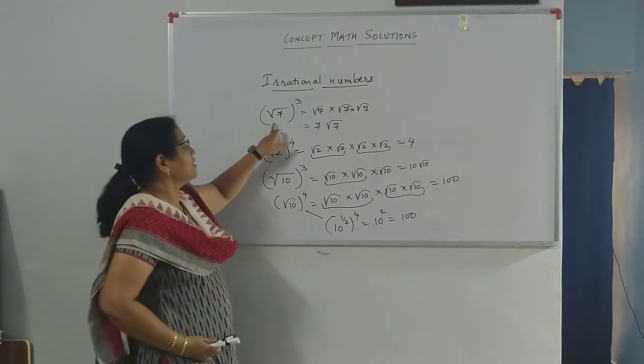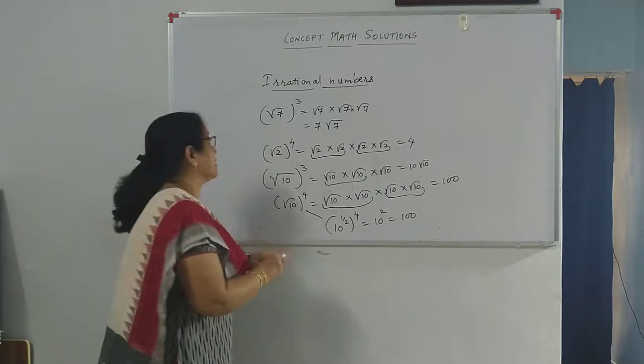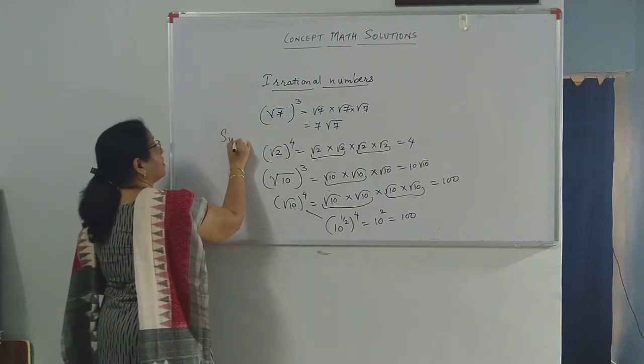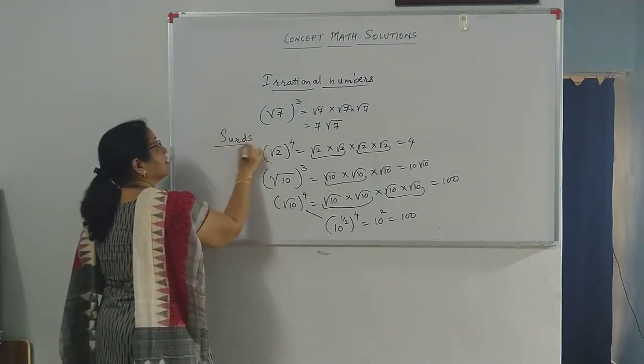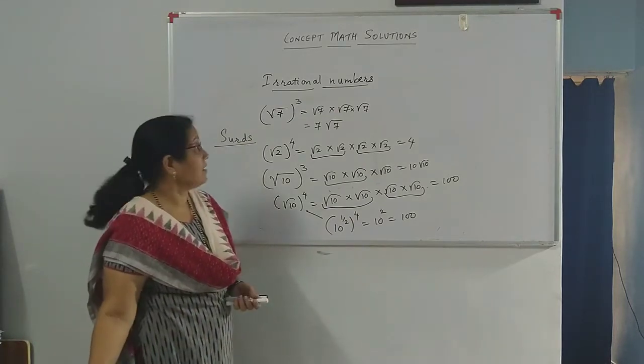Now this symbol, which we read as square root, is also called surds. S-U-R-D-S, surds. This is also working on surds, right?